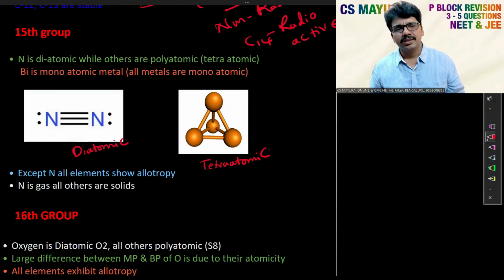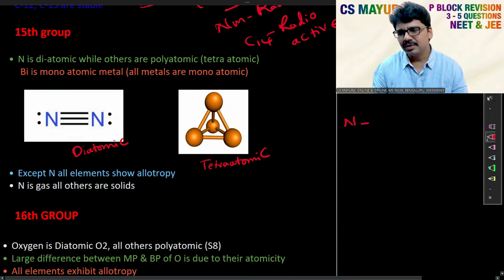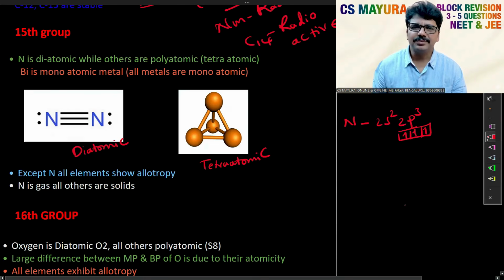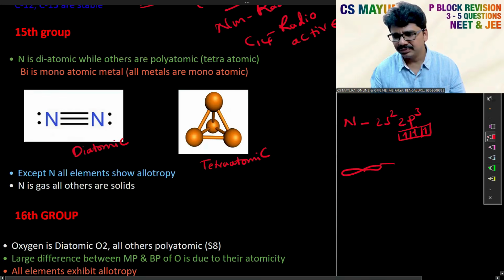Now let us discuss why nitrogen exists in a diatomic state and phosphorus exists in a tetraatomic state. Take nitrogen, outer configuration 2s2 2p3. So in 2p, 3 unpaired electrons are there. 2s is completely filled. According to VBT, only the unpaired orbitals can participate in overlapping. This is the first nitrogen's p orbitals: px, py, pz. Second nitrogen's px orbital, py orbital, pz orbital.